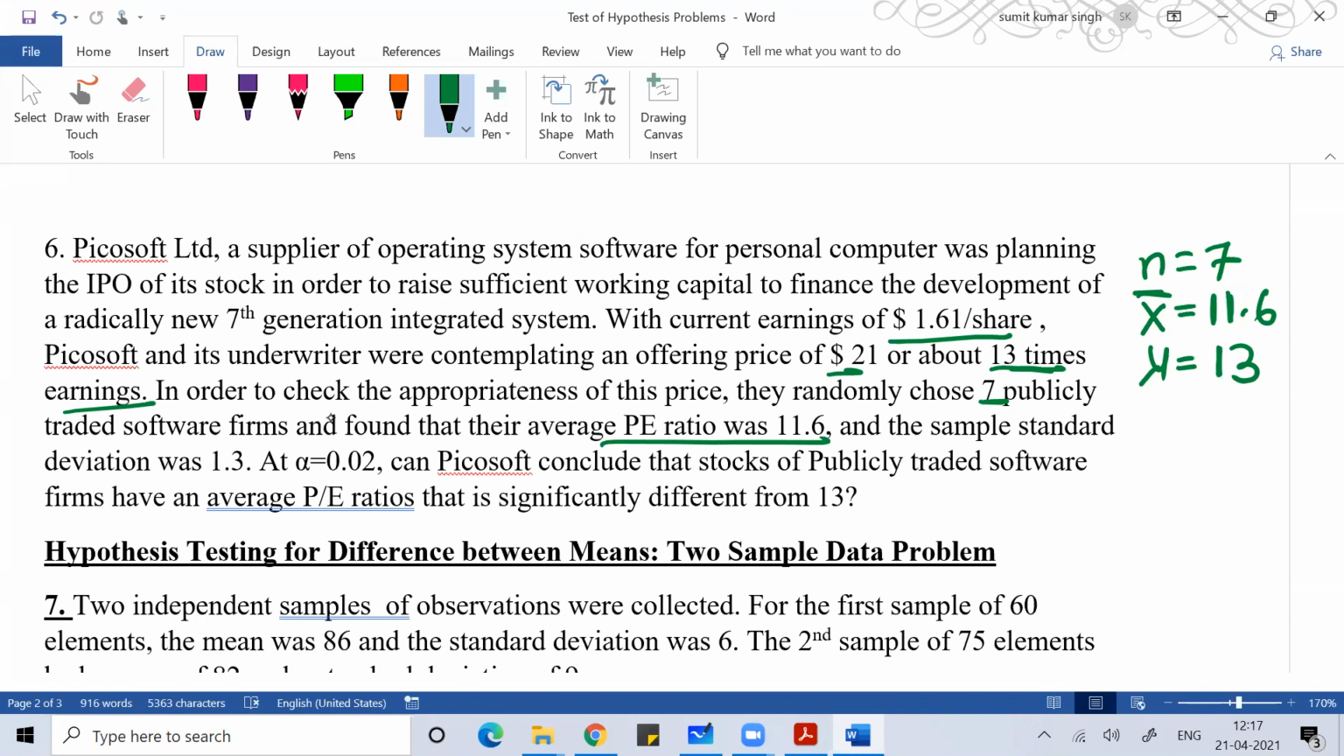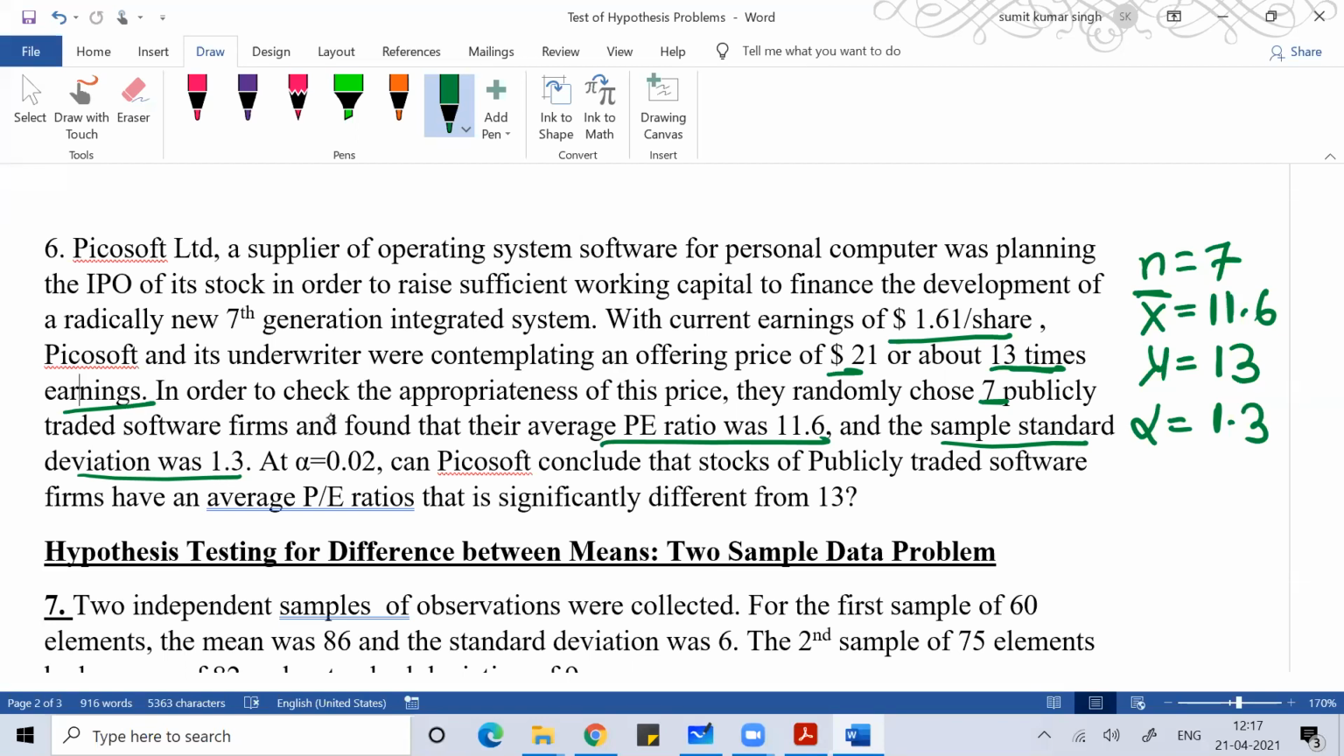And the sample standard deviation, you can see, is given. Population standard deviation is not given. So n is less than 30 and the population standard deviation is not given. So you need to understand that then it is a problem of t-test.